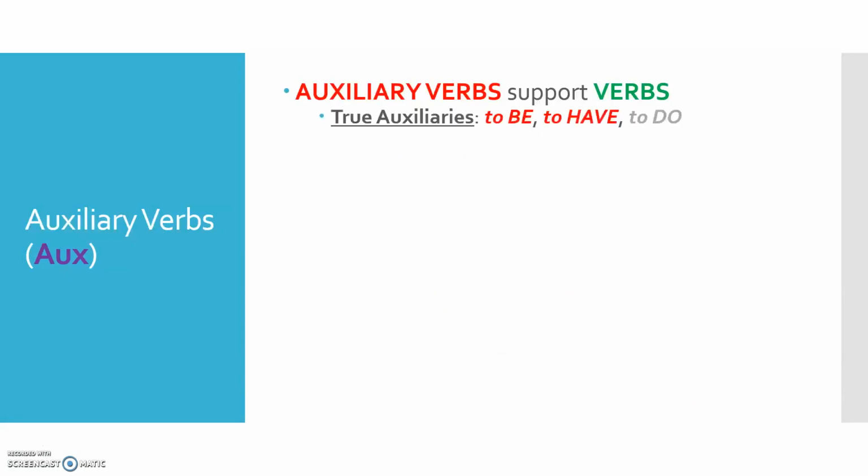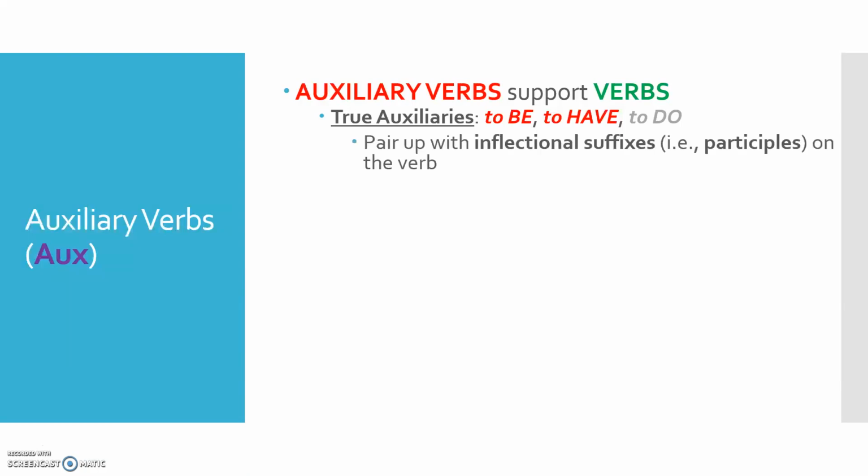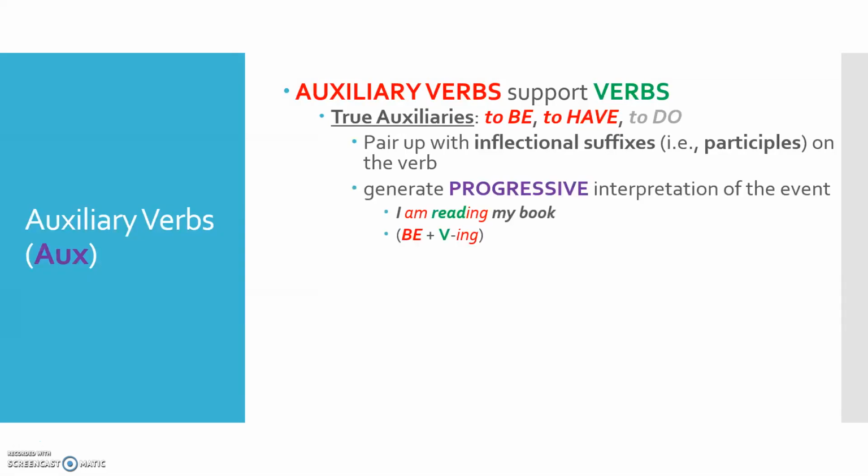So auxiliary verbs, yes, they support the verbs. Let's start looking at the true auxiliaries in a little bit more detail. In particular, we'll look at to be and to have, because the job of these is to work in conjunction with the inflectional suffixes, the present participle and the past participle on the verb, and that tells us how to interpret that verb. So if we pair the auxiliary verb to be with the present participle suffix, we say interpret this verb as ongoing through time.